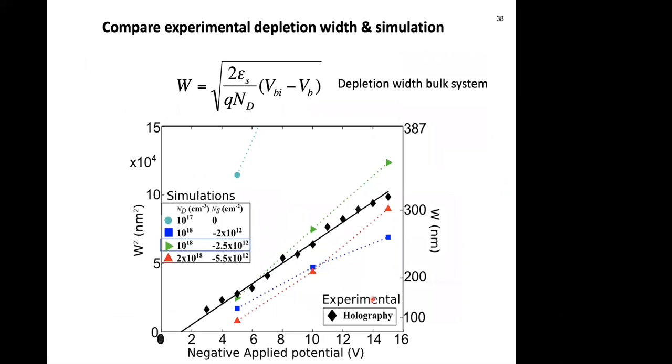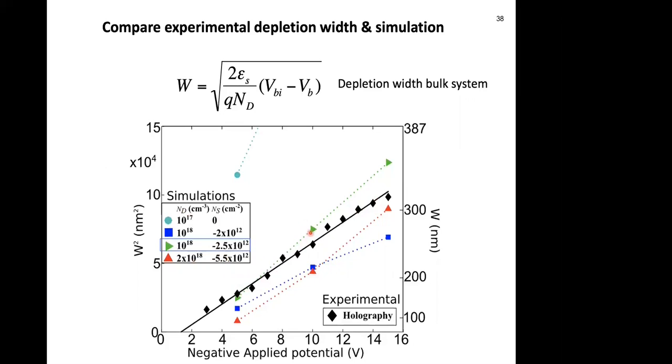So this is basically the result, the comparison of experimental depletion width and simulation. The colored symbols are the results of simulations, and these black symbols here are the experimental holography data. Here the depletion length is plotted as a square. The experimental data are fitted with this equation that describes the depletion width in a bulk system. So you can see that in our nanowire, the depletion length behaves as a bulk system. So the nanowire, there's no nano size fancy stuff. It's like bulk. And so we use different n-doping concentration and different surface charge.